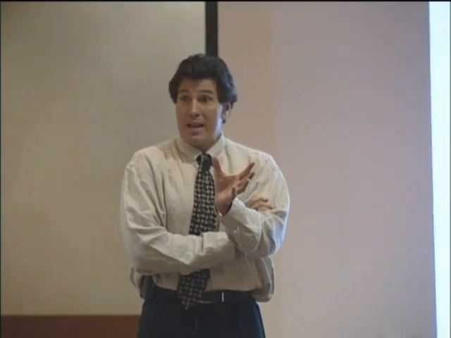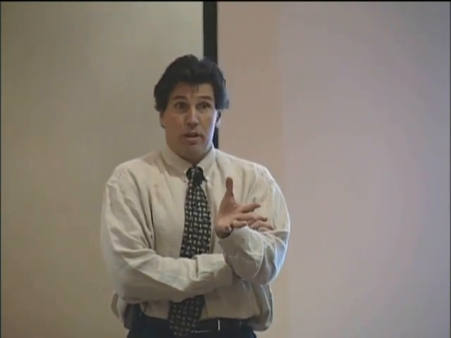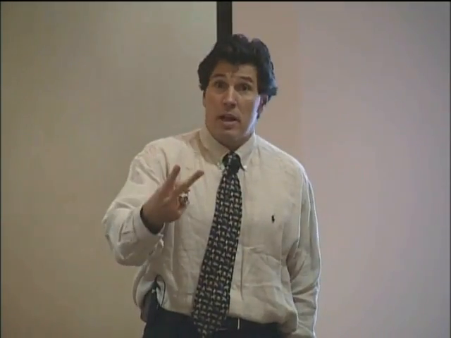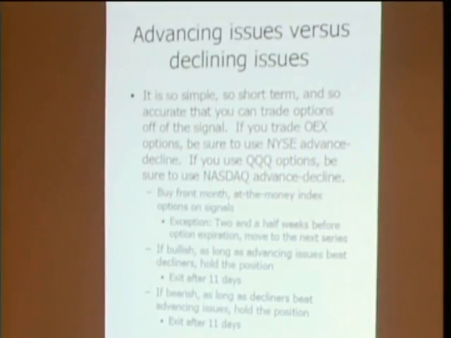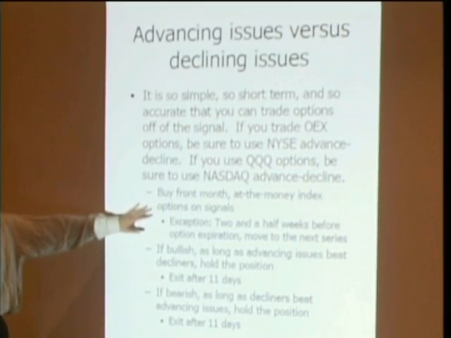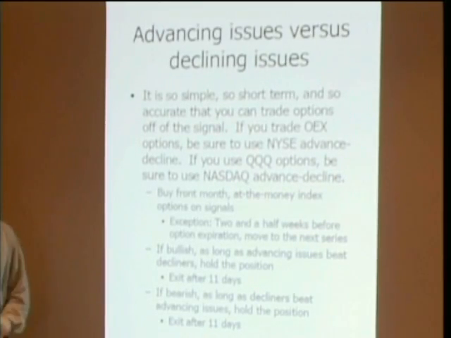So there's the market with opportunity. If advancers beat decliners, we want to be bullish on the OEX or bullish on the QQQ. So then the question is, there's the opportunity. What's the right strategy? What's the right entry? What's the right exit? The strategy is to buy a front month at the money index option on the signal.